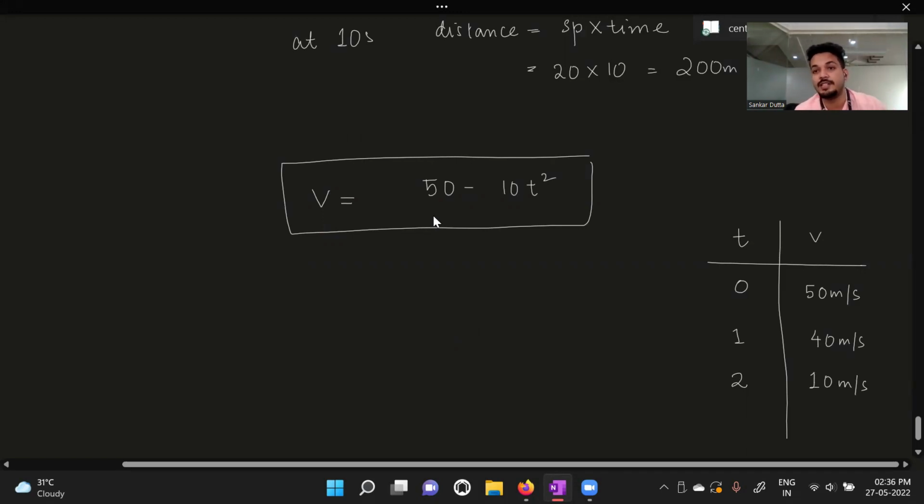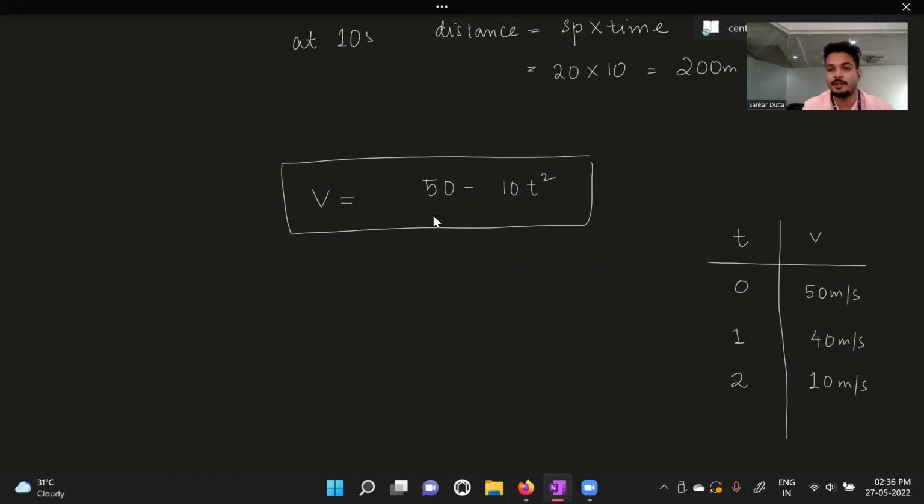So how will we deal with this kind of problem? Because if I want to find out the displacement, let's say at the end of 2 seconds, how much has the body traveled? One approach would be saying, sir, between 0 second and 1 second, the average velocity is around 45, because initially it was 50, then it became 40. So maybe the average velocity in between them is 45. So I will say 45 meter per second into 1 second, so 45 meters probably.